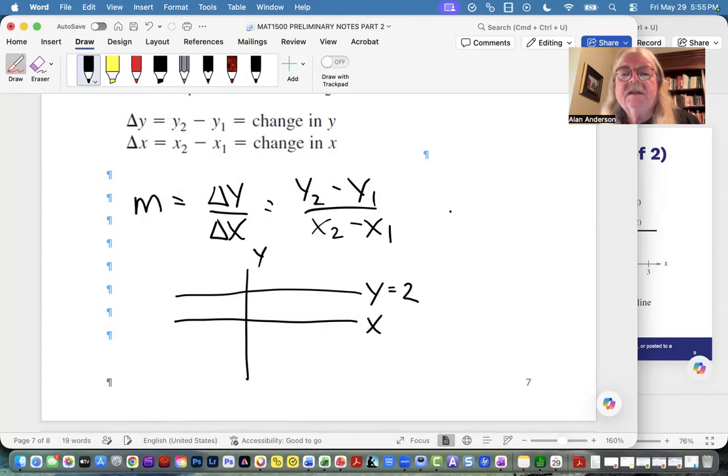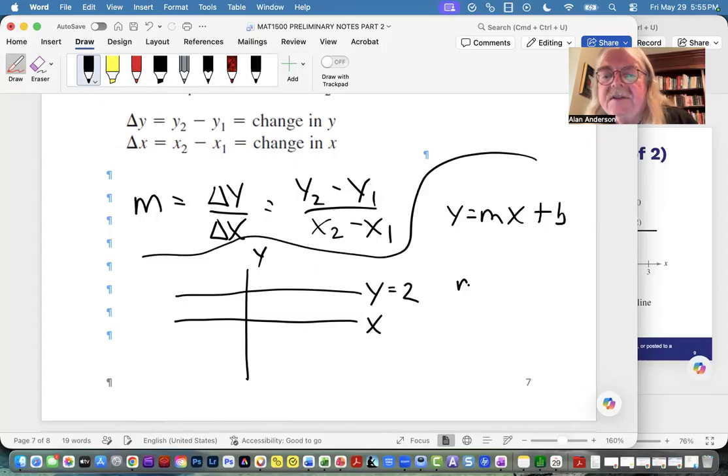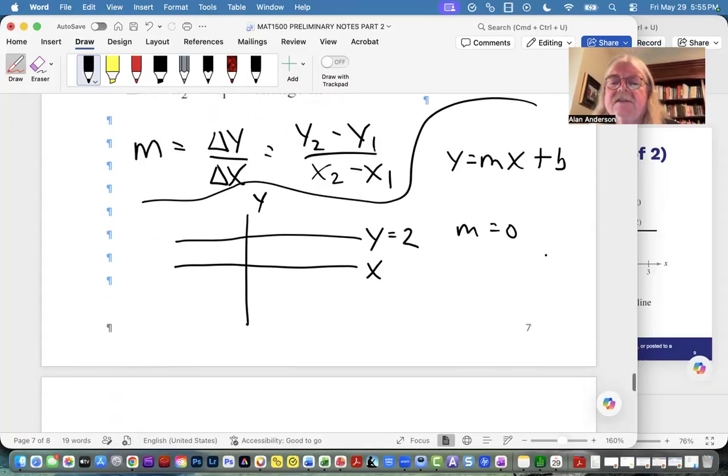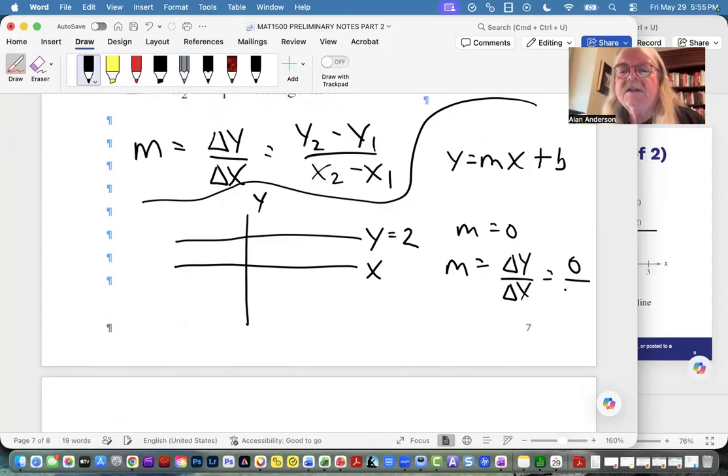And of course, based on the standard form for a linear function, this indicates that m is 0. That's how you can tell. But when you think about it, since m is defined as delta y over delta x, the important detail here is that no matter what delta x is, delta y will always be zero, and therefore the slope is zero.